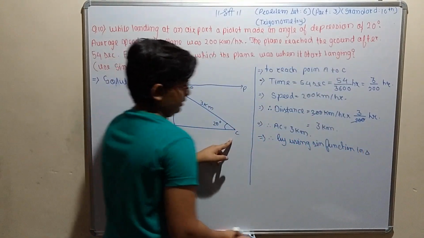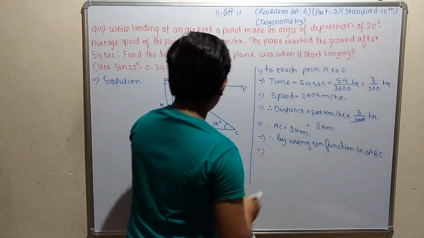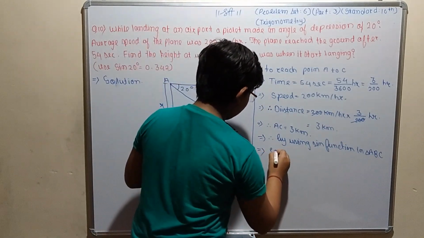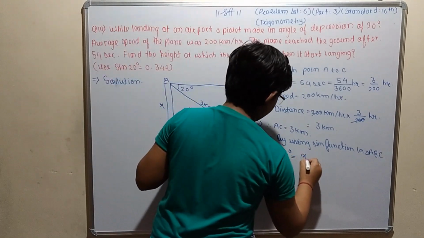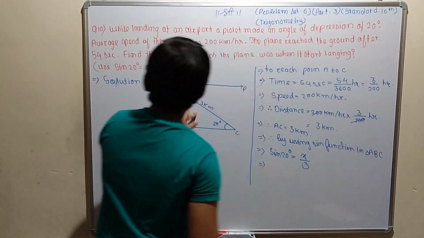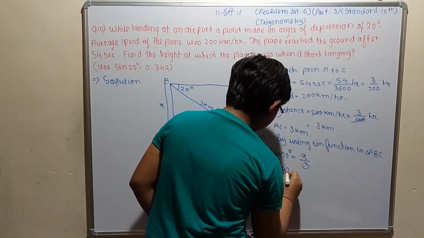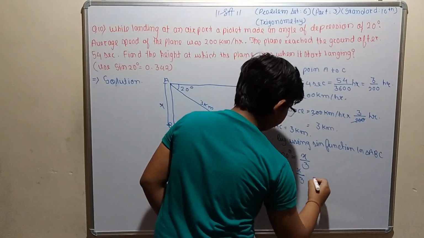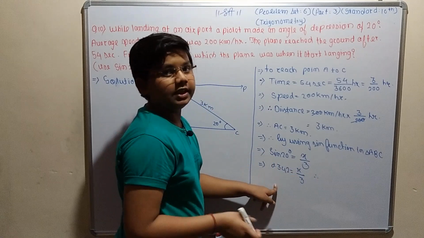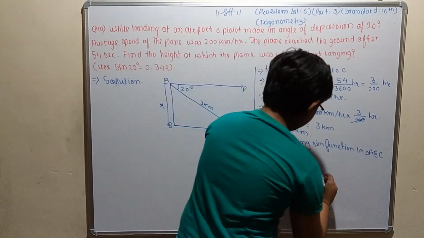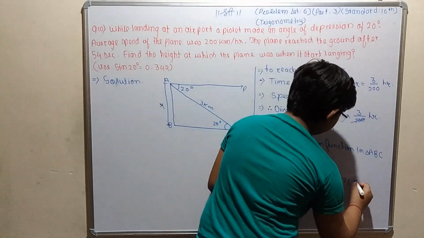in triangle ABC, we get sine 20 degrees equal to x by 3. Now what is sine 20 degrees equal to? It is 0.342. So 0.342 is equal to x by 3. So x equals 0.342 times 3, that is equal to 1.026. So x is equal to 1.026, in which unit? Kilometers.